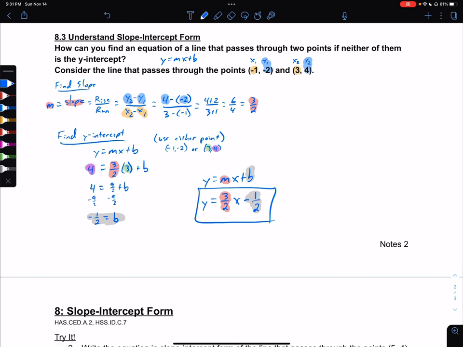They'll give you 2 points. You use those 2 points to find the slope using the slope formula, y2 minus y1 over x2 minus x1. Once you know the slope, you plug it in as your m value, and then pick one of the points, it doesn't matter which one. In this case, we used 3, 4. Plug in x and y, so you'll now have x, m, and y plugged in. Solve for b, and then rewrite your final equation using only m and b. And that's it.